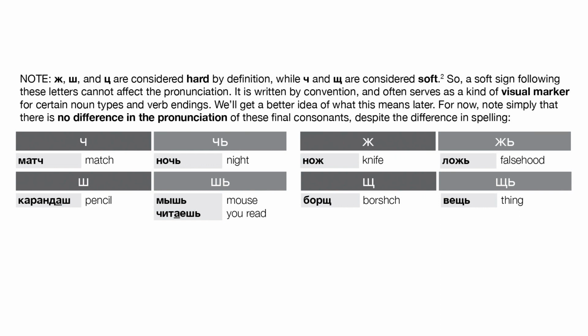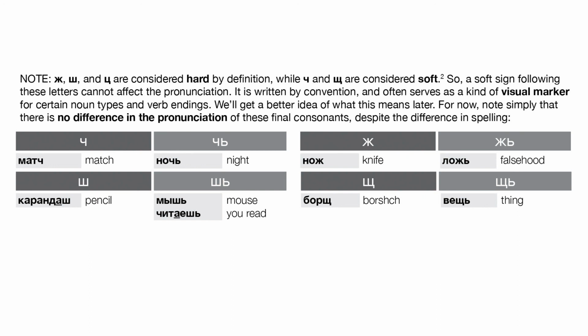But it's acting as a kind of visual marker that gives us a clue as to how this noun is going to change its endings, basically. So we're going to postpone that discussion for quite a while. Just again, for now, note that it's not affecting pronunciation. Similarly with nosh. Okay, there's the devoicing, of course. Same thing with losh, right? We just get a simple devoicing to a sh. That soft sign isn't really doing anything there in terms of pronunciation.